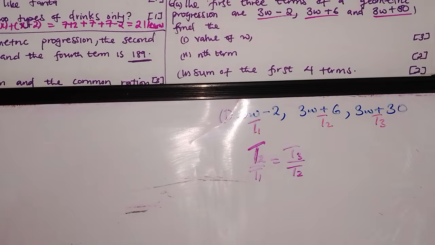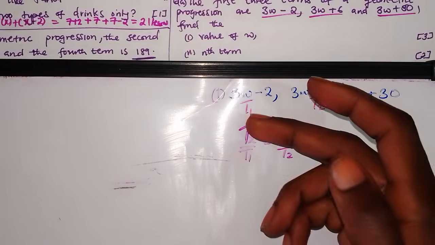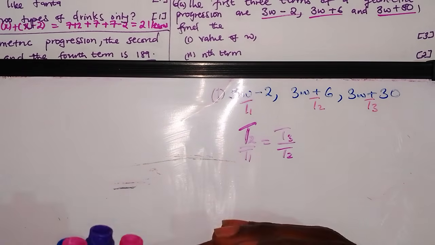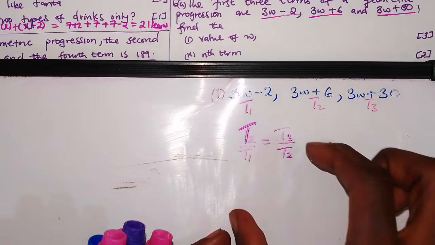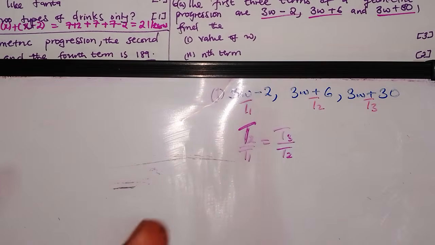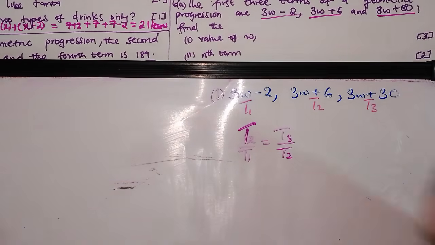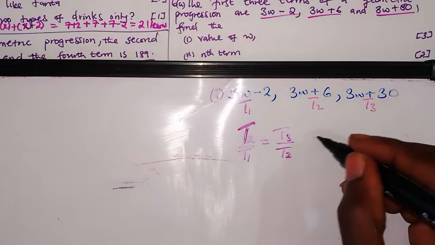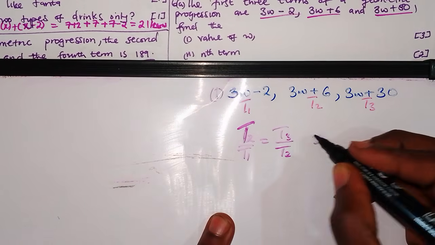Because we cannot just say T1 divided by T1, because we have 3 terms which have the letter W. So we are going to make sure all the 3 terms are in this equation, so that we can come up with a simple equation to help us find the value of W. So after writing like this, the next step now is to replace.